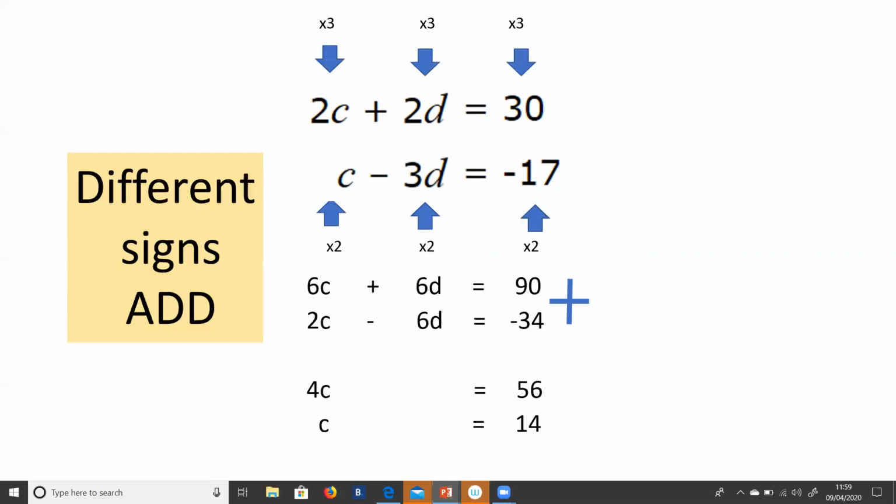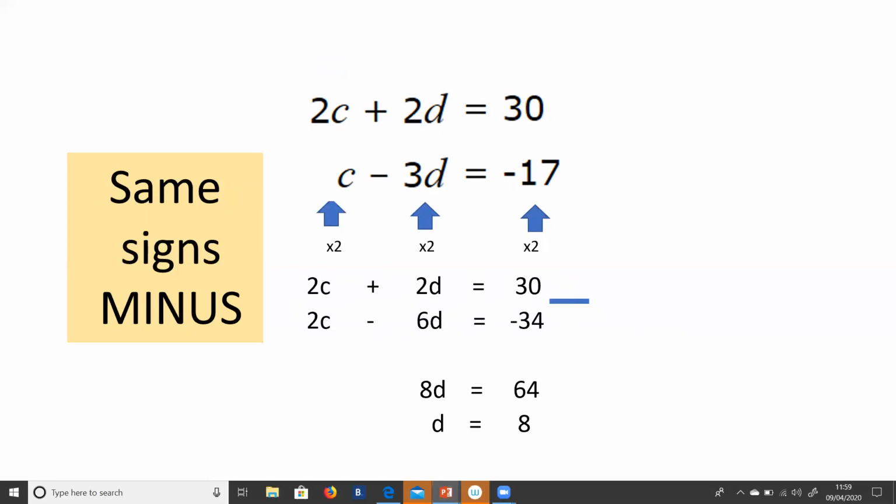So if we look at this one, we want to get 6 d's. So we multiply the top equation by 3. So we multiply the c's by 3, the d's by 3, and the 30 by 3. On the bottom of the equation, we only need to multiply 3d by 2 to get 6d. But we have to multiply the c by 2 and the minus 17 by 2. Once we've done that, we can apply DAS. And remember, different signs add. So in this case, we're going to add the equations, and then we can find c relatively easily.